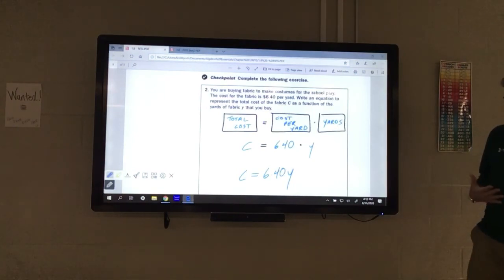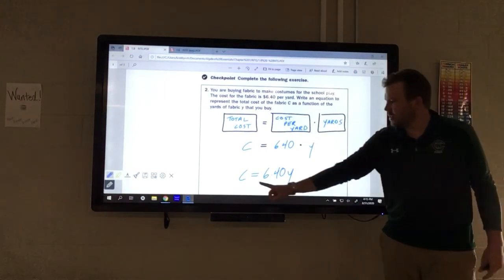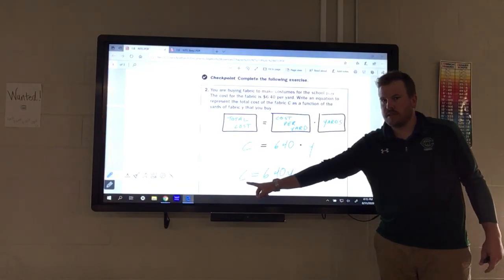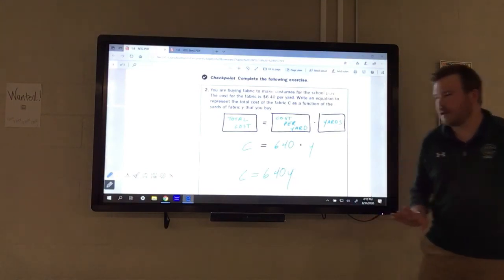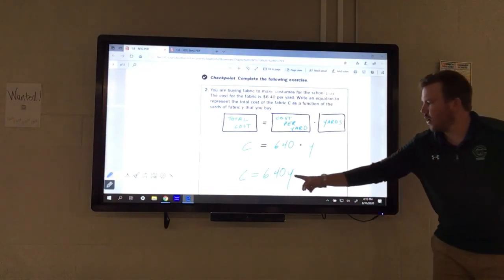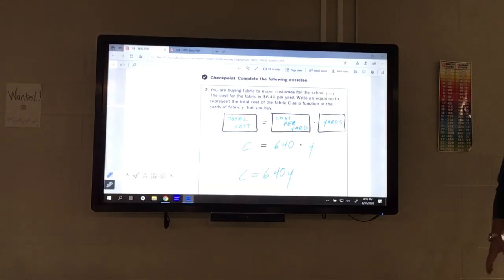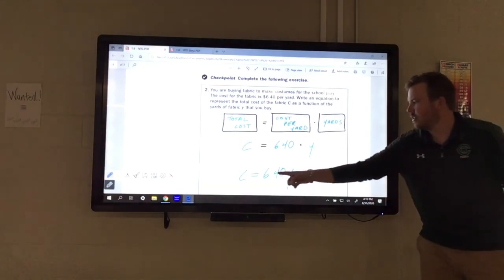So what we have here is a function that tells us the cost as a function of how many yards we buy. Okay, so what that means is we can plug in however many yards we want to buy, and then we can figure out the cost by following the rule.